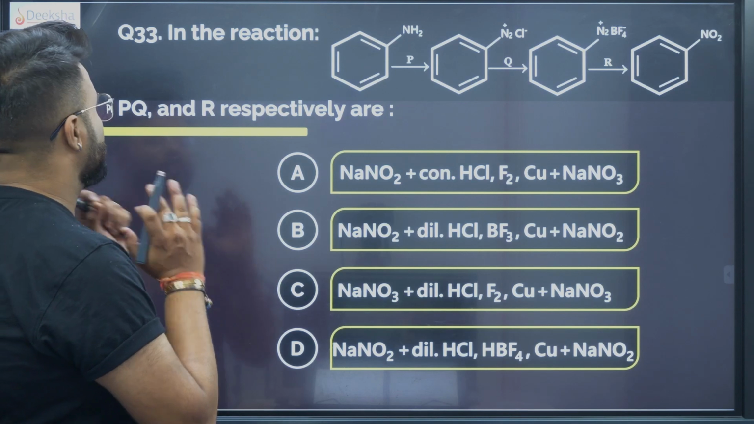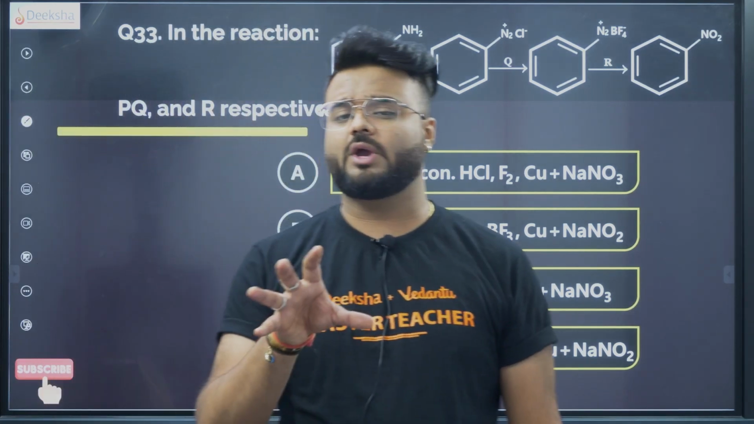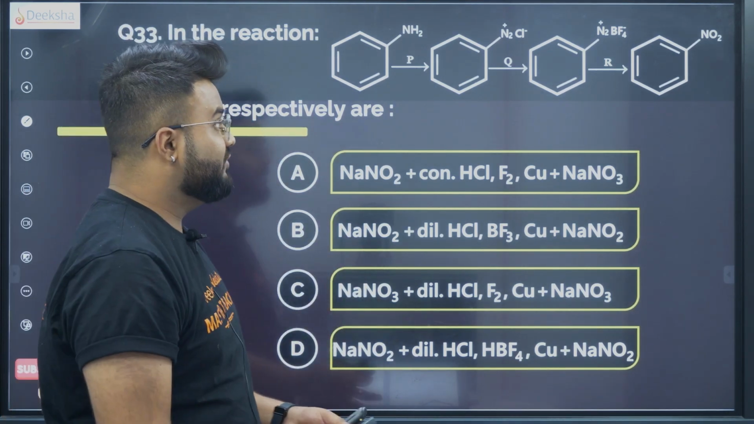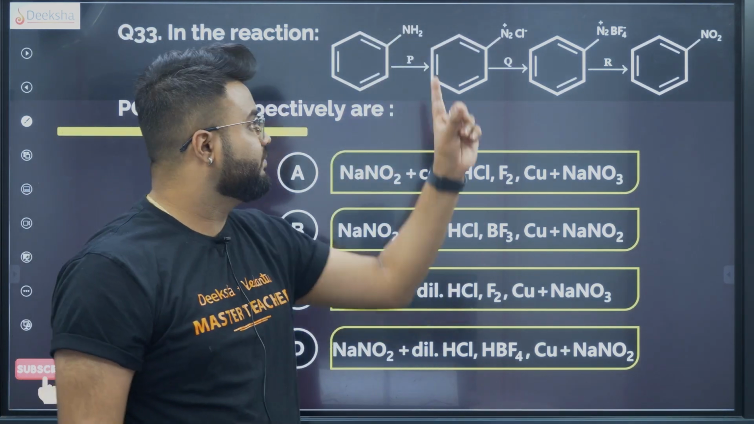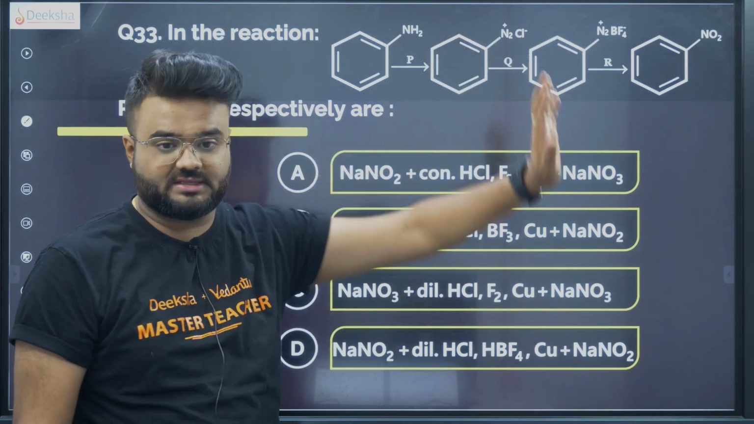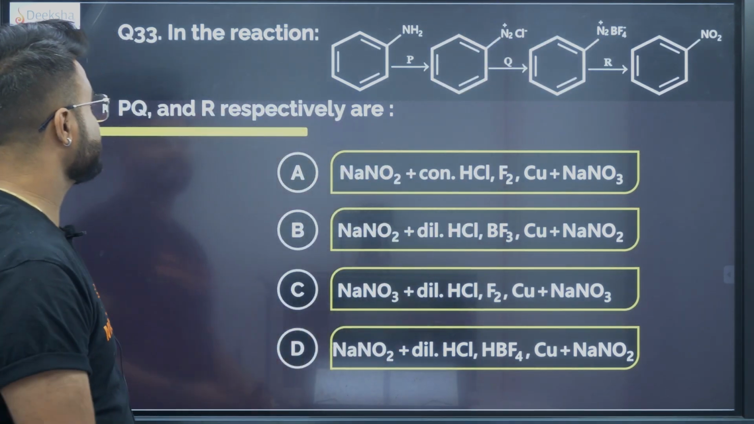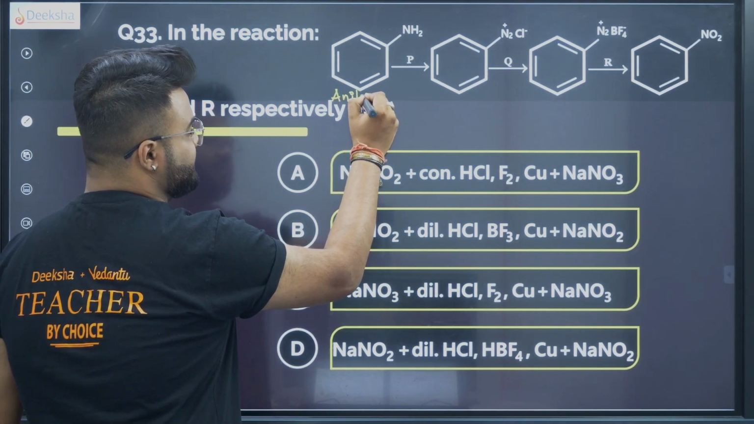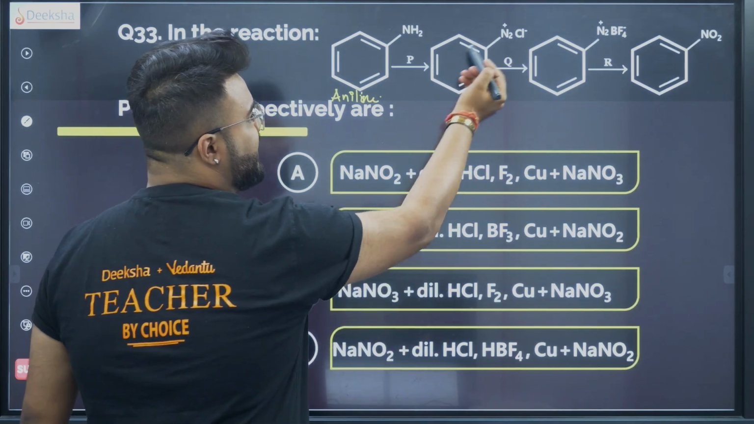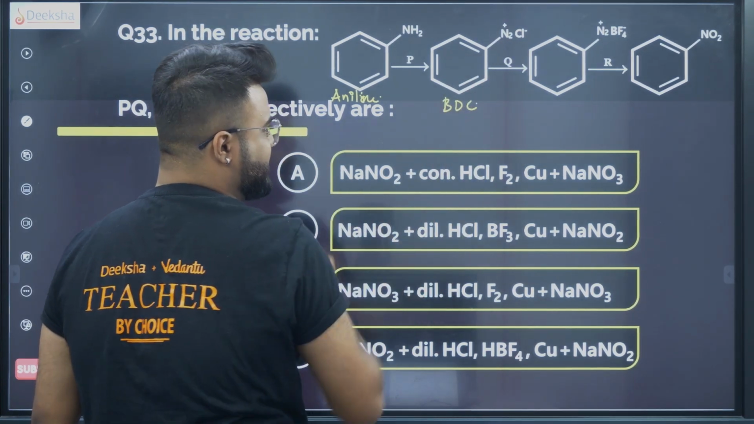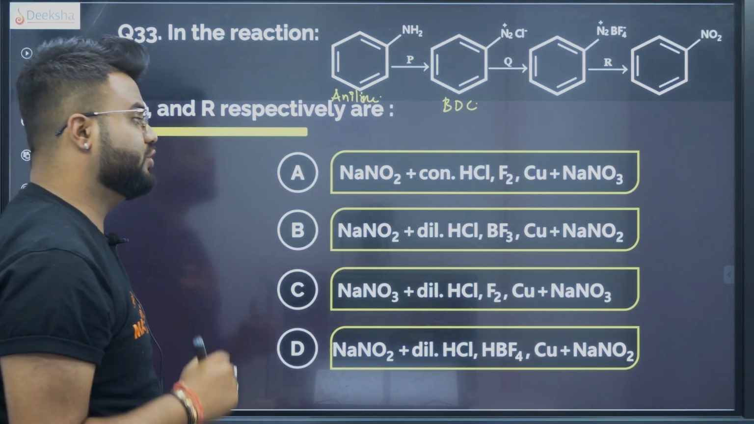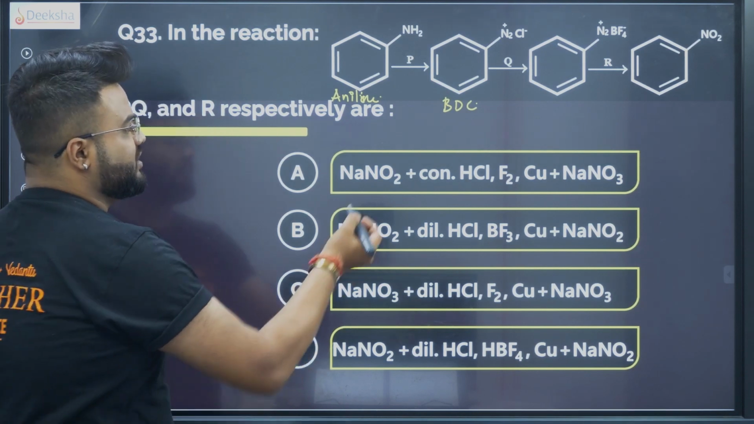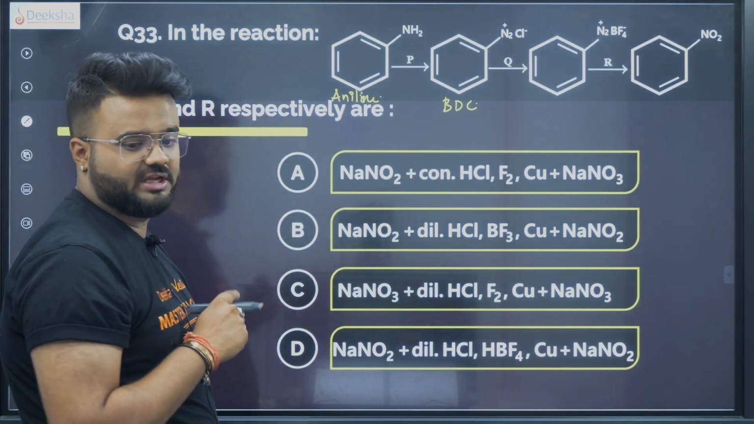Now coming back to question number 33, this is a little different. You have to understand what reagents we are using in P, Q and R. They have already given the products, but we have to find the reagent. Now let us see. This is your aniline. When aniline is converted into benzene diazonium chloride, we use sodium nitrite in the presence of dilute HCl.